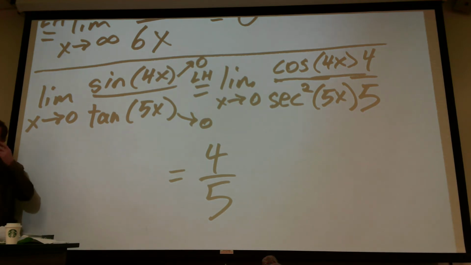Okay. So you can get indeterminate forms that go to 0, infinity, constants, a lot of different things, infinitely many different things. Okay.